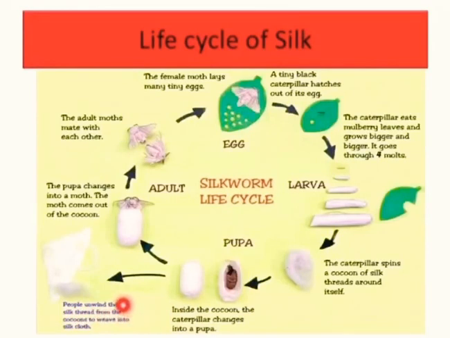People unwind the silk thread from the cocoon to weave it. So this is the cocoon. People kill the pupa with boiling water, and they get this cocoon and they weave it into silk cloth. This cocoon is woven into the silk cloth.